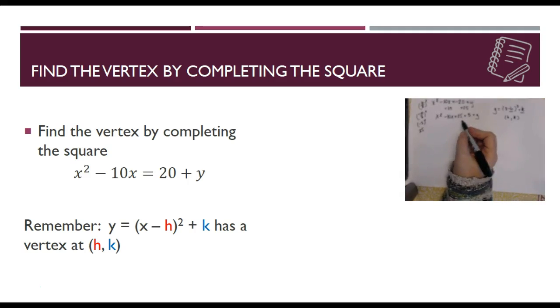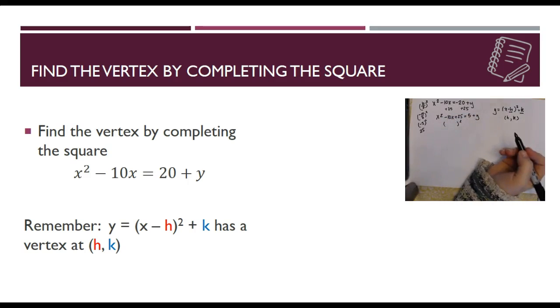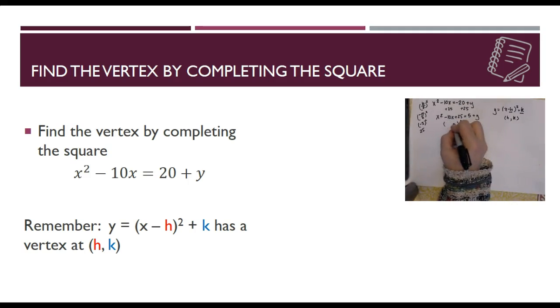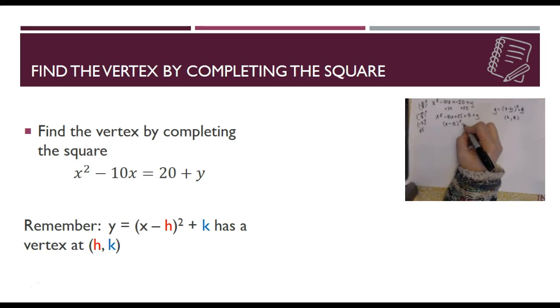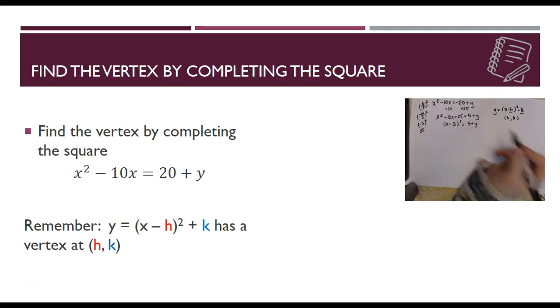So we're super close to being in this format. This trinomial on this side, we know will factor out to a perfect square. So the square root of 25 is 5. I've got a negative 10 in the middle, so I know that has to be a minus 5. And that's going to be equal to 5 plus y.